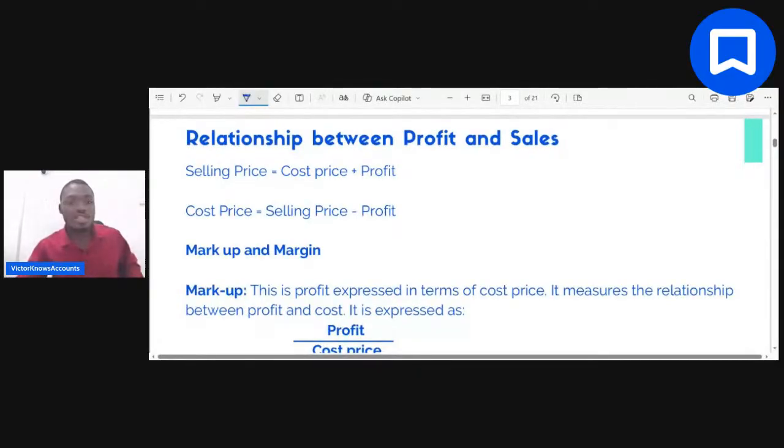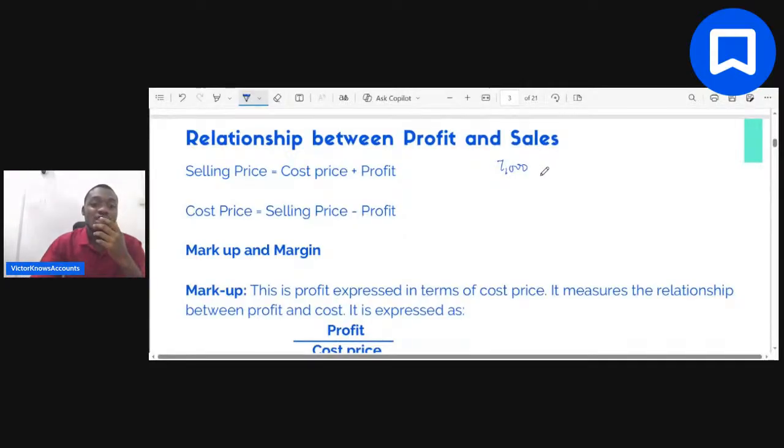Now, of course, basically, you know that your selling price equals cost price plus profit, and your cost price equals selling price minus profit. Which means that, for example, you want to start selling goods. To know the amount that you'll be selling, you first go and buy. Let's say you bought an item for 5,000 naira. I don't know why I'm using 5,000 naira today. Let me change to 7,000 naira. Then you are thinking, how much should I sell this product? How much should I sell it?